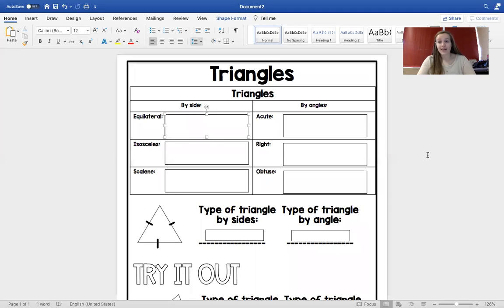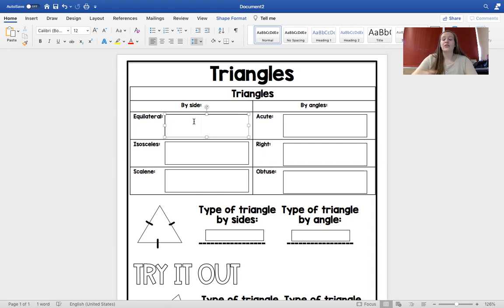We talked about polygons yesterday, and today we are working with triangles. Your I can statement is I can identify triangles by their sides and angles. So what we're going to do is first talk about how you can identify triangles by their sides, then by their angles. Then we're going to practice identifying triangles by their sides and by their angles. It'll make a lot more sense once we jump into it.